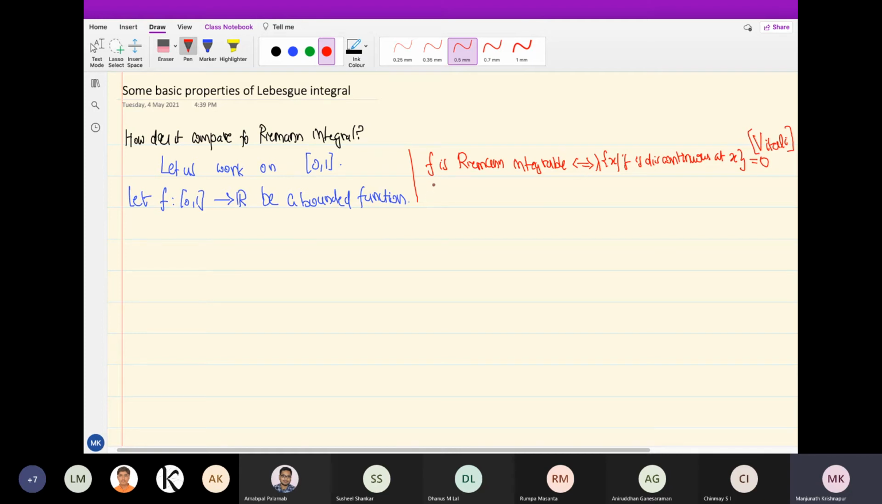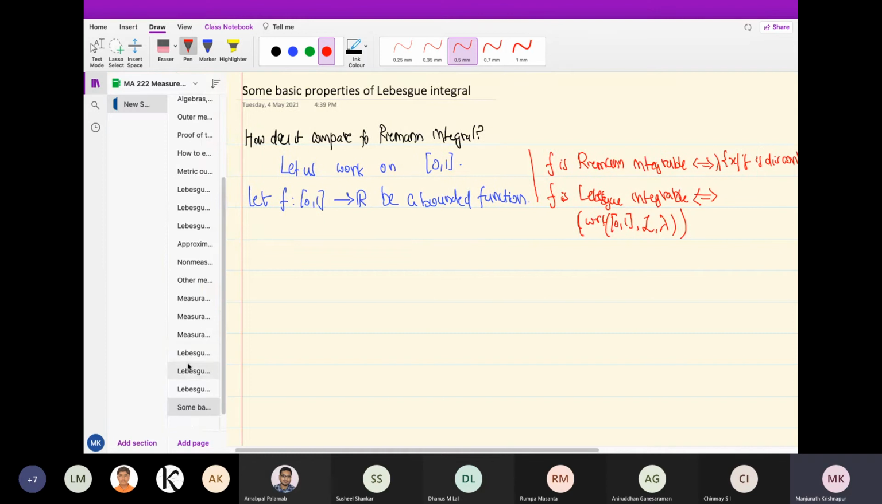Okay, so what about f being Lebesgue integrable in this setting? Here, what is the measure space? We are working with [0, 1], the Lebesgue sigma algebra and lambda. So when is it Lebesgue integrable? It's already a bounded function, so when will it be Lebesgue integrable?